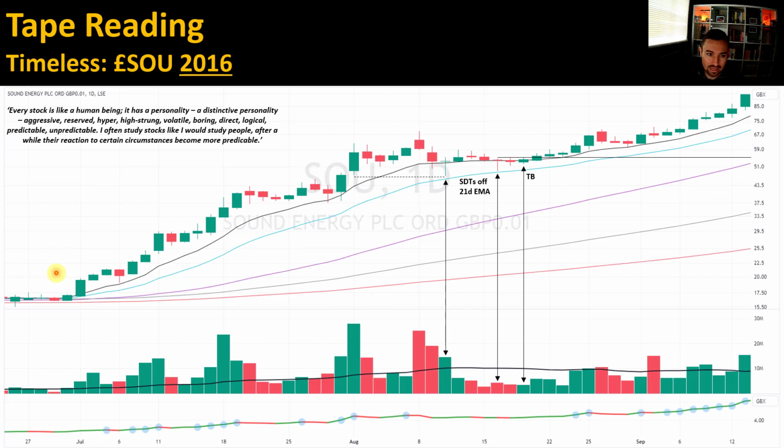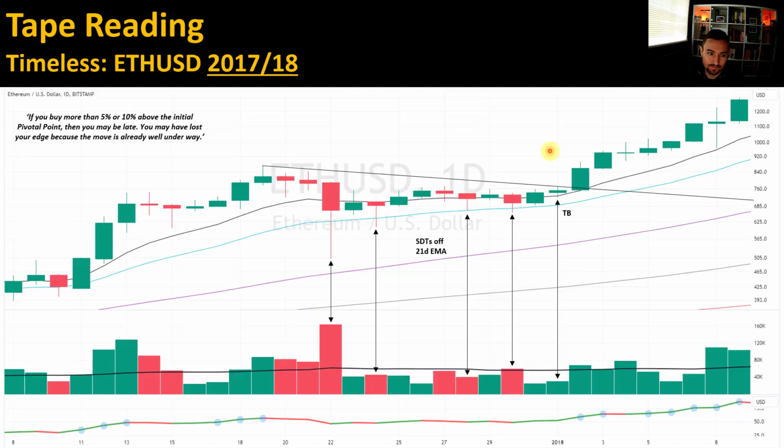Sound Energy, another UK oil and gas stock, really powerful uptrend here. Look at the bullish synchronicity. So the widespread relative candlesticks opening near the low, closing strong. Look at the volume above the 30-bar average, confirming the move. Look at the 52-week highs. Shakeout demand tail. Shakeout demand tail off of what moving average? 21-day EMA. Trigger bar, trigger bar. Timeless. ETH, 2017, 2018. What do we notice?